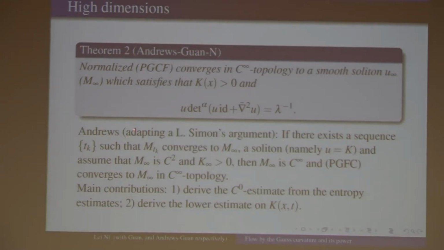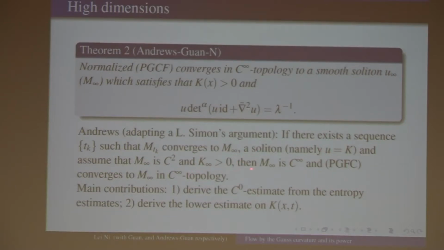Our result basically says the normalized flow converges to a soliton. And the soliton has a strict lower bound on the Gauss curvature. You don't get degeneracy. And to prove this, we only need to establish estimates. Because Ben Andrews already set up the framework, he basically says, if you can prove uniform estimates, then the statement holds.